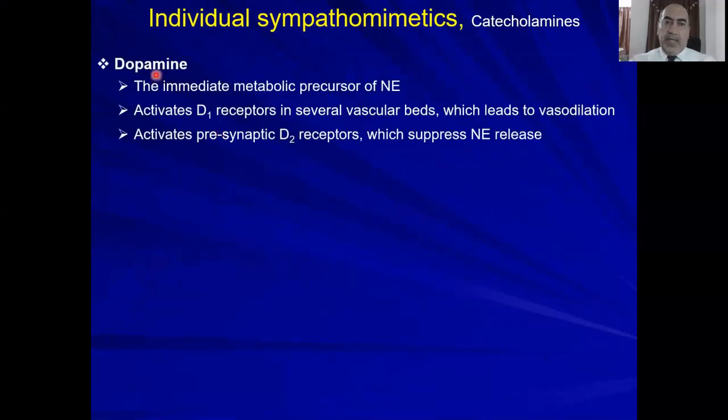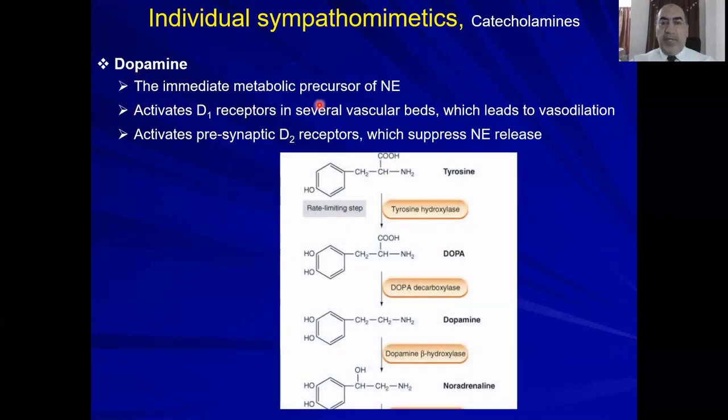The next drug is dopamine. It's the immediate precursor of norepinephrine. Do you remember we said norepinephrine, when it's synthesized, we start with tyrosine, which is converted into dopa. Dopa is converted into dopamine, and dopamine then is converted into norepinephrine. So it's the immediate precursor of norepinephrine.